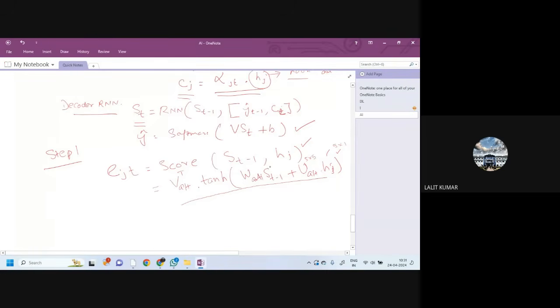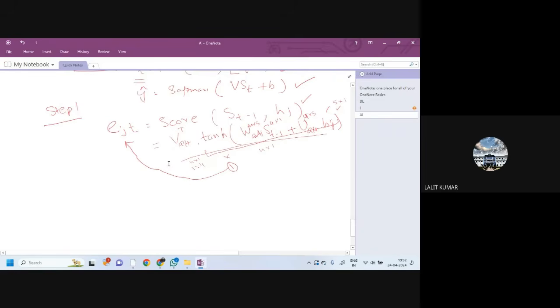So if it is 4, then we change the dimensions of W attention. If it is 4 into 1, then we will make it 4 into 5. This becomes 4 into 5, and tanh of this gives a 4 into 1 vector. We multiply by this V attention, which is also 4 into 1. When we transpose, it becomes 1 into 4. And 1 into 4 times 4 into 1 gives one value, a scalar value. So e_jt, for every one, is a scalar.